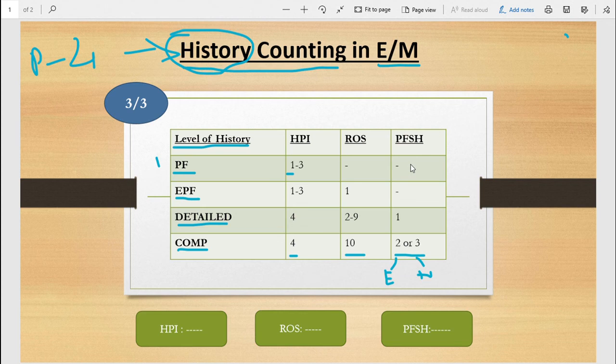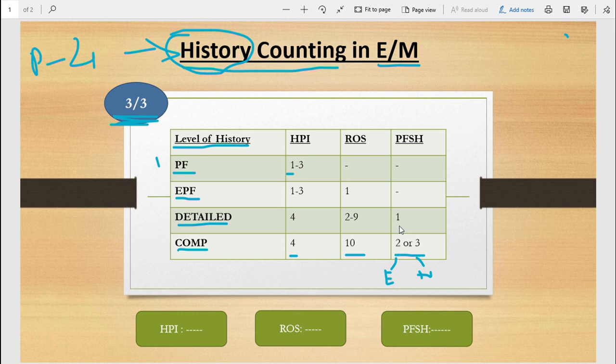So like that, guys, this is the history table. Here you can see I have given the 3 by 3 criteria. 3 by 3 means all 3 criteria should be met for this level. The 3 means HPI, ROS and PFSH. All 3 should be met. For example, in your report there are 4 points in HPI, 10 points in ROS and 1 point in PFSH. For comprehensive, at least 2 points should be required in the case of an established patient.